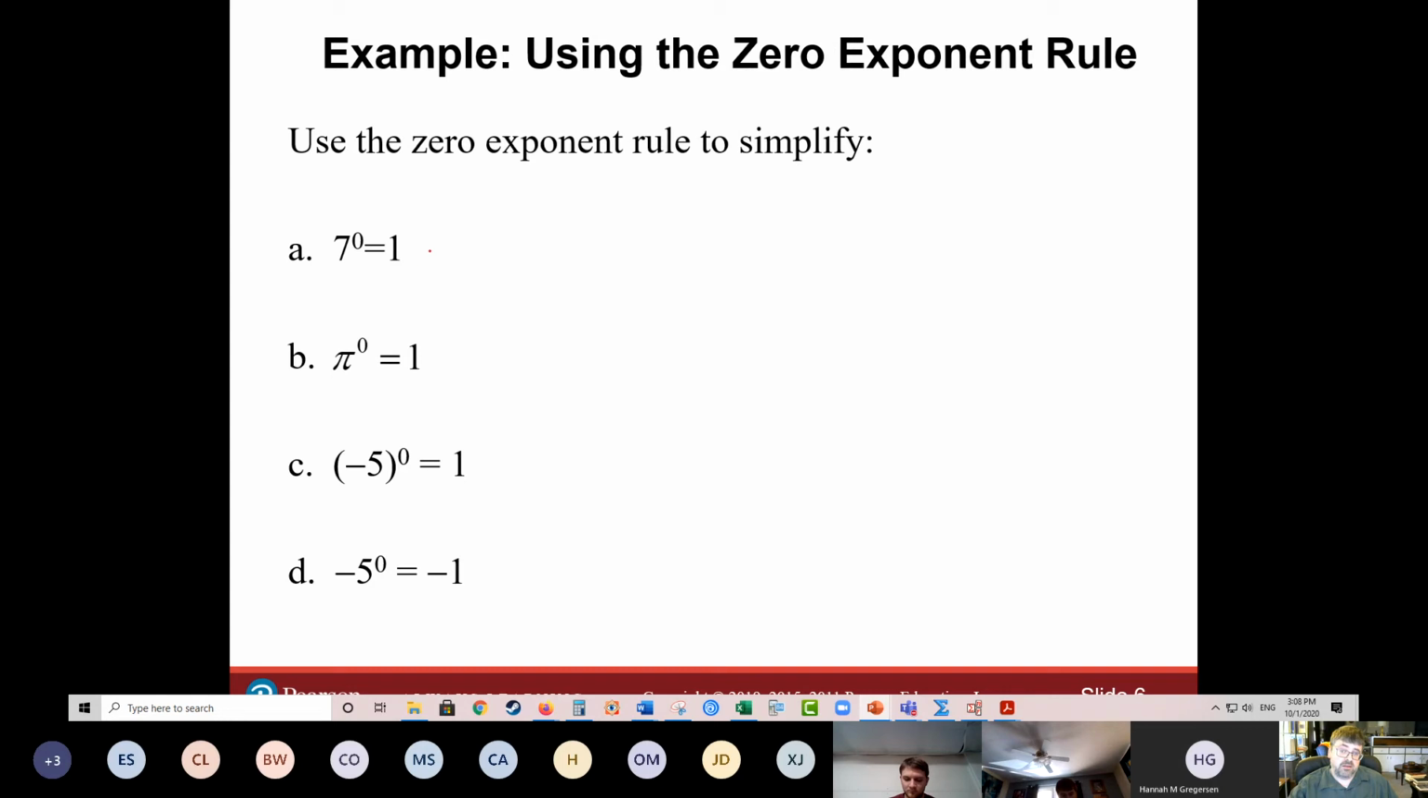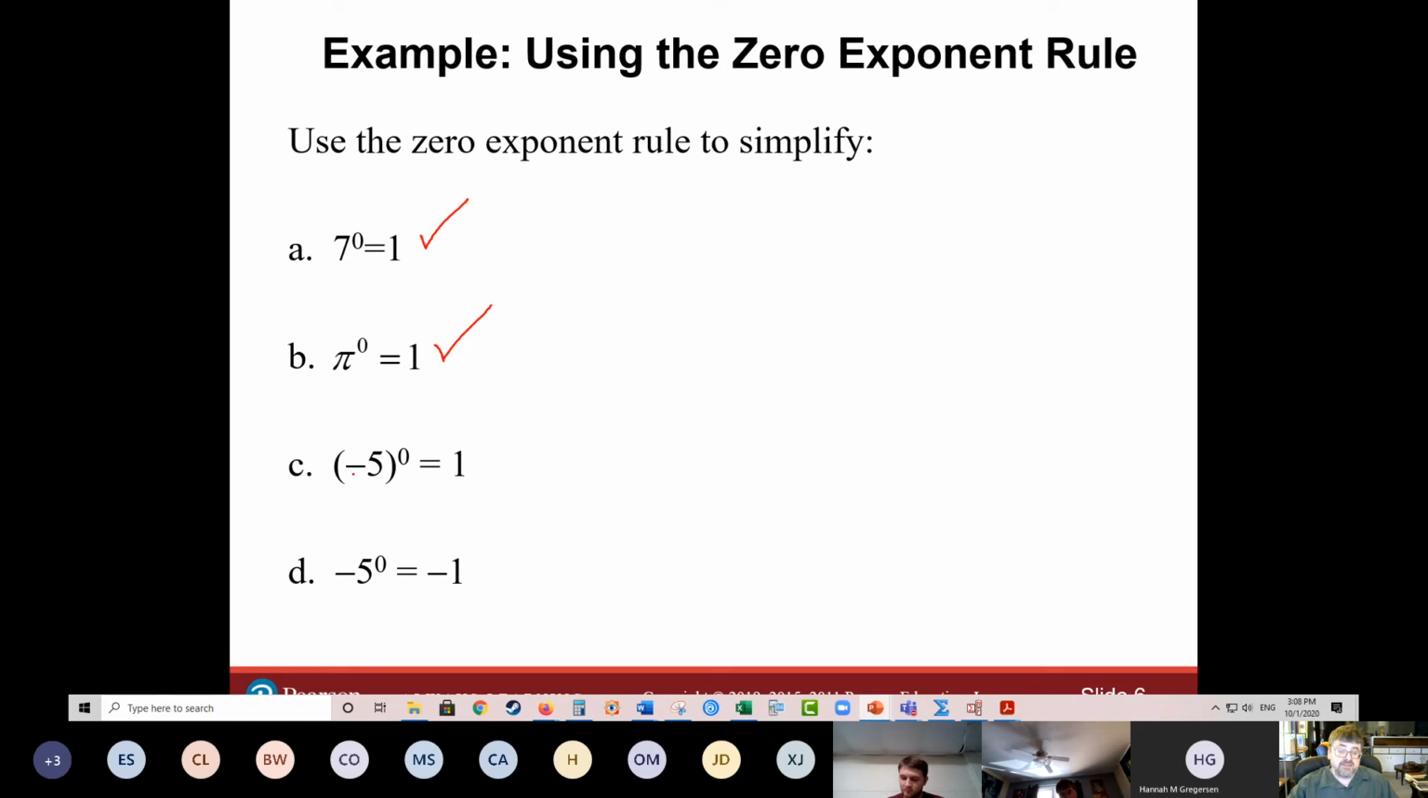And so we see examples here. 7 to the 0 power, 1. Pi to the 0 power, 1. Now they're going to try to trick you, and they're going to try to trick you with negative signs. This is the same way they try to trick you when we're squaring things, as we talked about earlier in this chapter.